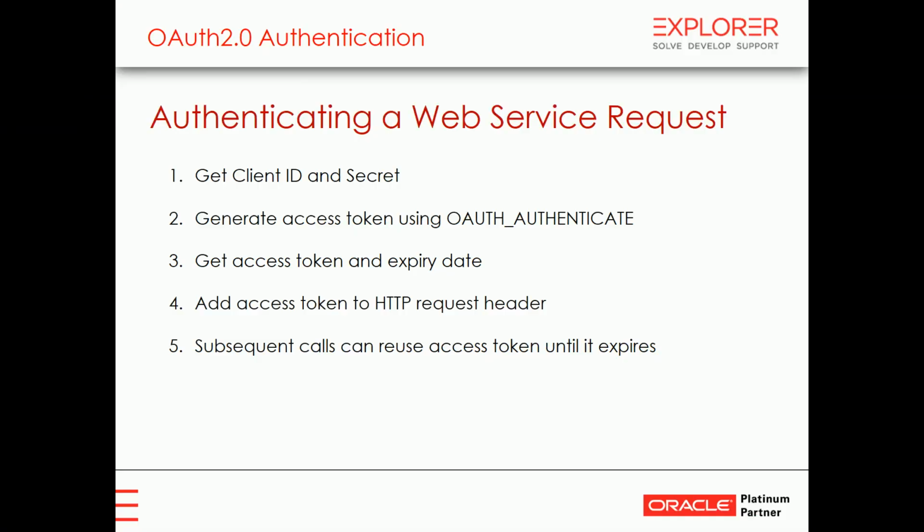To access protected web services, we need to add authentication to the request call. Early in the presentation, I protected some of the web services with OAuth2 and created clients to access them using client credentials method. To authenticate the web service call, we need to use the client ID and secret to generate an access token using the OAuth authenticate procedure. This will generate a token and give us an expiry date. We then need to add the token to the HTTP request header, and any subsequent calls can reuse the token until it's expired.